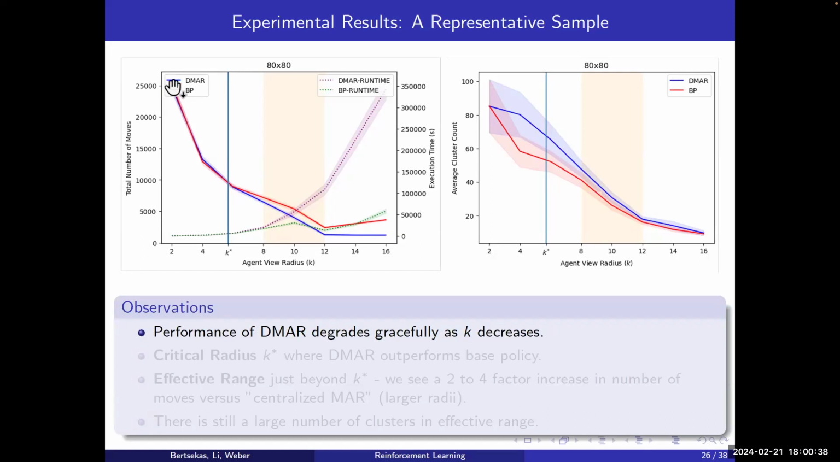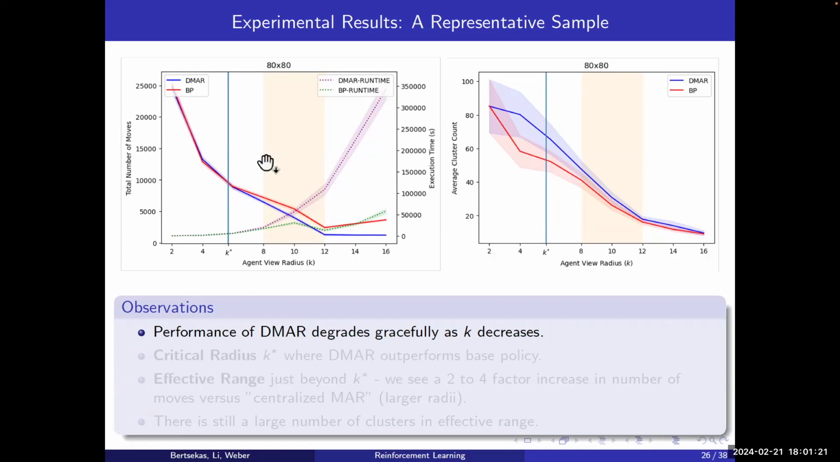The blue curve represents the total number of movements incurred by DMAR for a fixed radius value, averaged over thousands of instances. And the red curve is the same thing, but for the base policy. So as K increases, as you might expect, the performance of DMAR gets better and better because this represents the amount of local information available. The bigger this view radius, the fewer movements computed by DMAR, and also the base policy too.